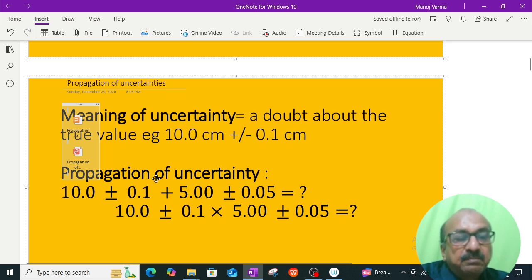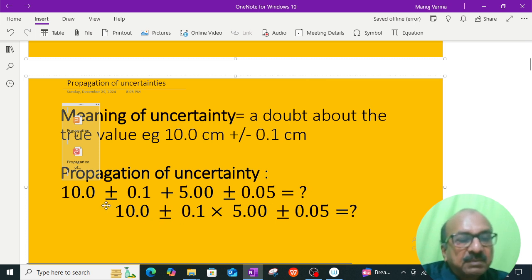So this is about uncertainty. But what do we mean by propagation of uncertainty? Suppose in any particular problem that you are doing in chemistry, there are these two measured values. One is 10.0 and it has an uncertainty of 0.1, and we have to add to it another value, that is 5.0, which itself has an uncertainty of 0.05. So what is the final answer? What happens to these two uncertainty values in the final answer? That is what we are going to find out.